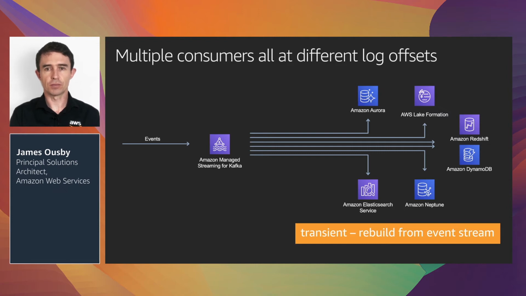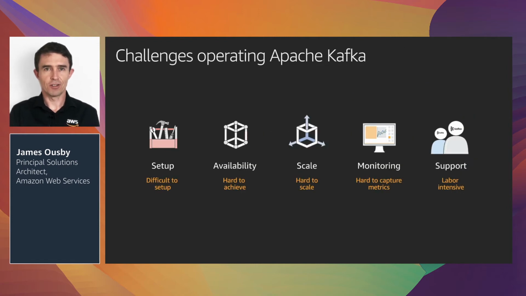But running Apache Kafka is not the easiest thing in the world. So a lot of our customers have had challenges running large-scale Apache Kafka deployments on AWS. Getting it set up is difficult. Achieving the availability that you'd like is difficult. Scaling all the nodes in and out, and the ability to monitor it in the same way you can a relational database, are difficult too. And generally there was a support team around it that was needed just to run the platform.